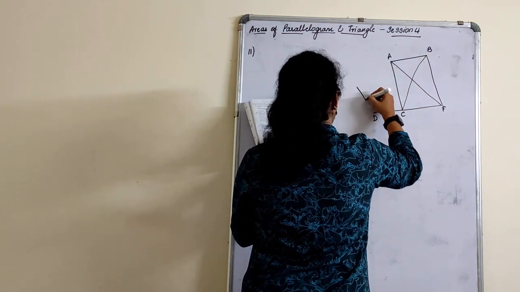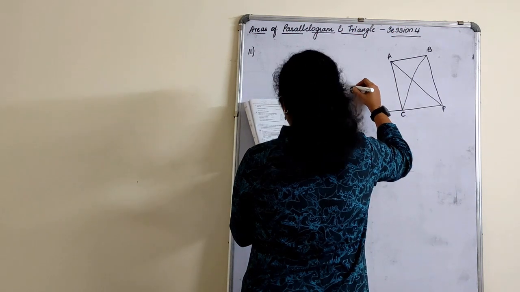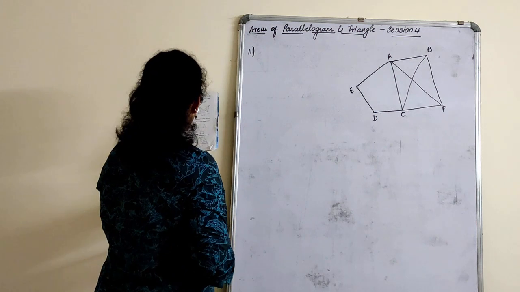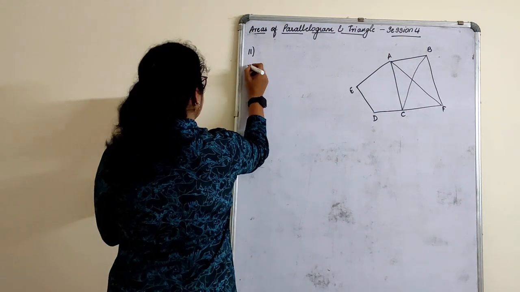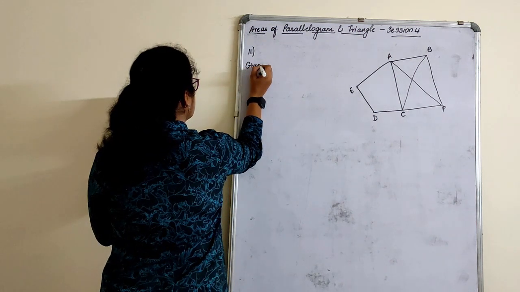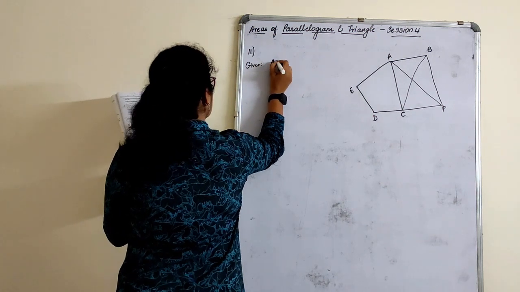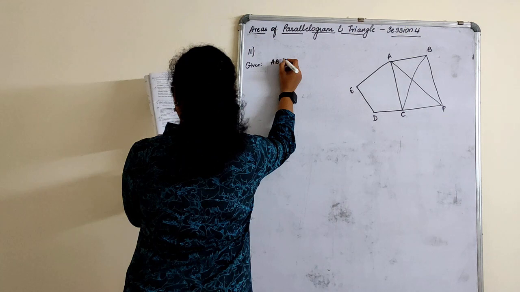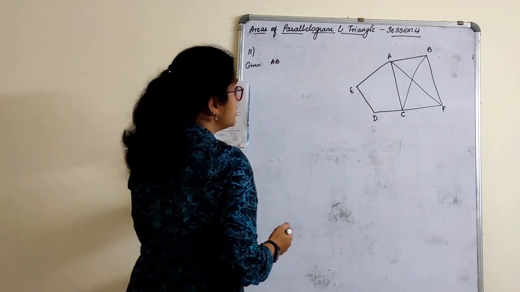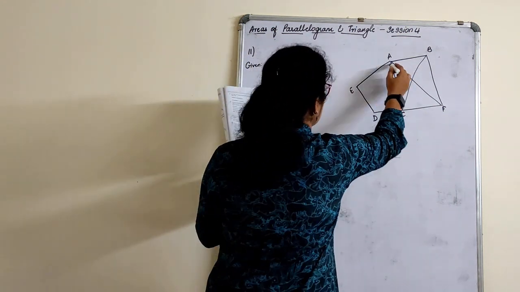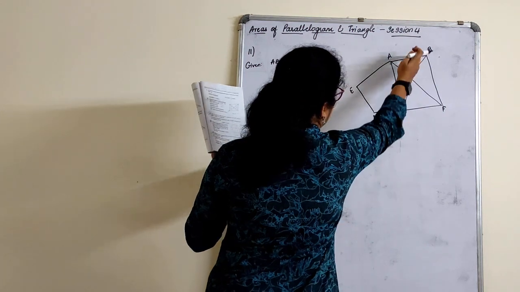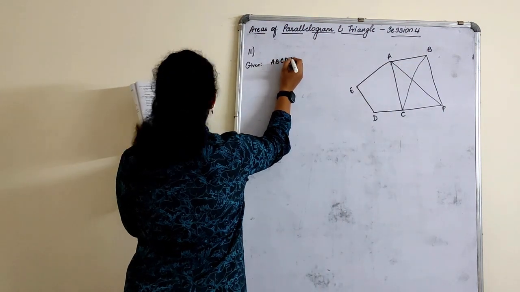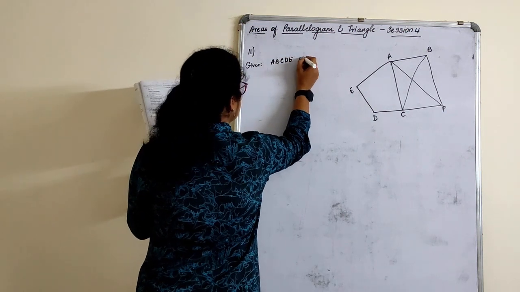And here it is, E and A. Okay, so given A, B, C, D, E. Where is this? A, B, C, D, E. Okay, this is a pentagon here. A, B, C, D, E is a pentagon.